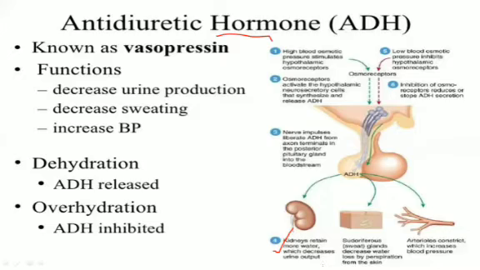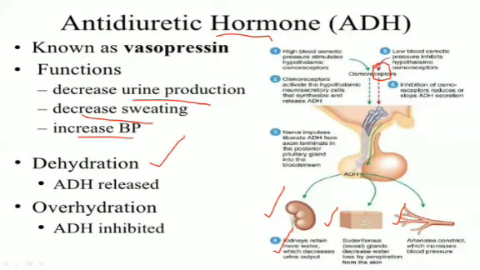So this increases the blood pressure and water in the body. Low blood osmotic pressure inhibits the hypothalamic osmoreceptors, so inhibition of osmoreceptors stops ADH. When ADH stops, there is sweating, there is vasodilation, and there is less kidney retention, so you release more urine. So it functions to decrease urine production, decrease sweating, and increase blood pressure.